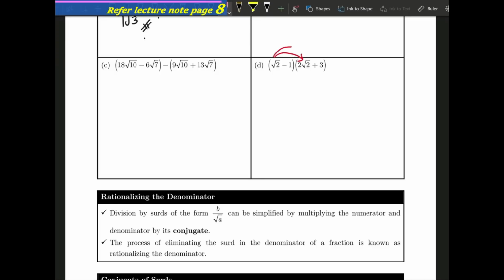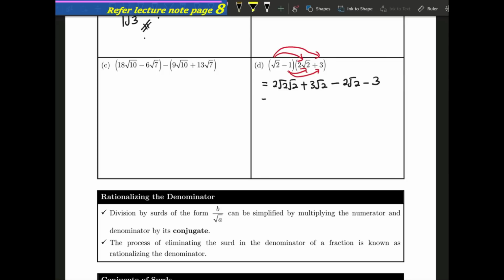Yes, just simply do like this. Okay, simply. So we have here 2 surd 2 multiplied by surd 2 plus 3 surd 2 minus 2 surd 2 minus 3.